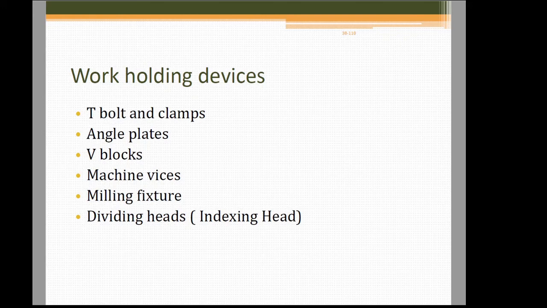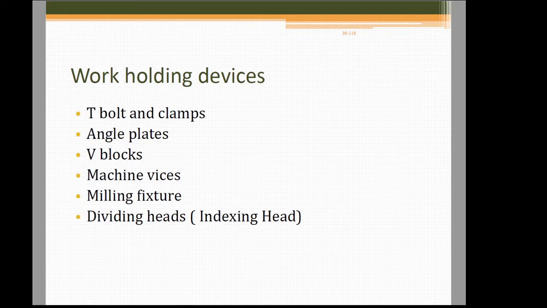Let us see what are the work holding devices which are used in a milling machine. You are familiar with most of the work holding devices used in machine tools. They are T-bolts, clamps, angle plates, V-blocks, fixtures, etc. These commonly used work holding devices can also be used in a milling machine.